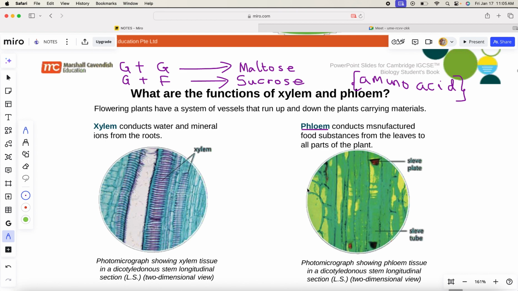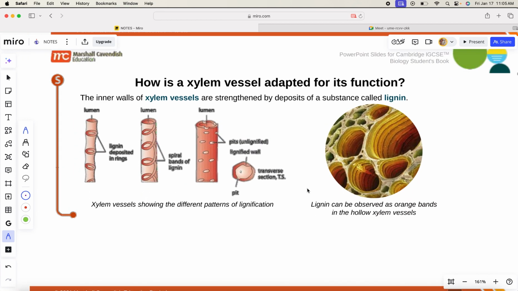Okay, now let's move on quickly to the next point. How is the xylem vessel adapted for its function? How did the maker of the plant, the creator of the plant, adapt the xylem vessel to be able to carry water all the way from the root, moving against the concentration gradient, up to the leaf?